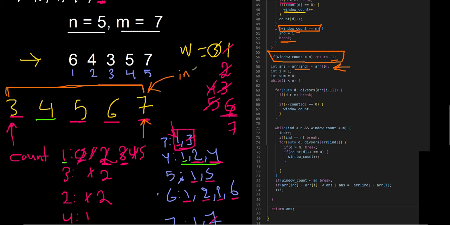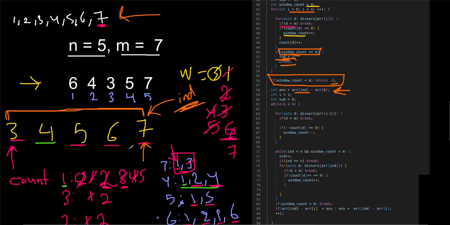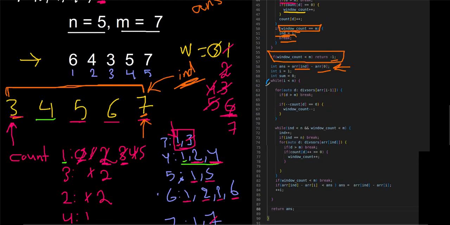So this is index, and this is the end of the window. So the value here of 7 minus array of 0, which is 3, so we store in the answer equal 4. And now we need to slide this window for next students, and this is what we will do in this loop.